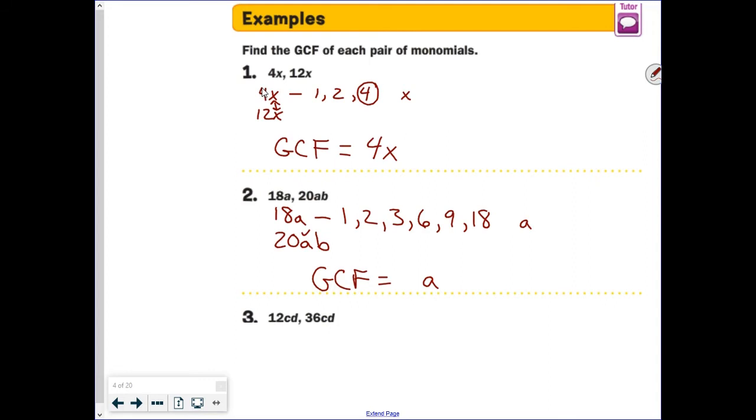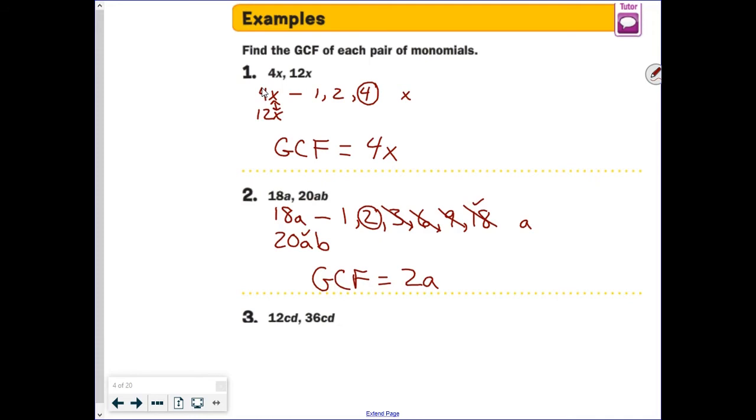Then I'm going to look at my numbers, and I'm going to ask, starting from the right, does 18 divide into 20 equally? No, it doesn't. 18 is not a greatest common factor. Does 9 divide into 20? No. Does 6 divide equally into 20? No. Does 3 divide equally into 20? No. But when I get to 2, 2 does divide equally into 20. Therefore, my greatest common factor will be 2 and A, since A appears in both.